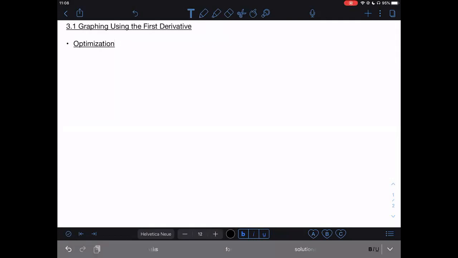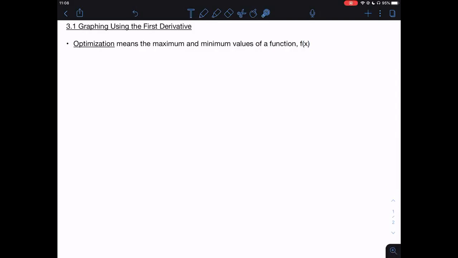This process is known as optimization. And what optimization means is the maximum and the minimum point or values of a function f of x. All right, so in 3.1, we're going to be looking at application of first derivatives to help us optimize a function, to find its highest point or lowest point around our neighboring set of ordered pairs.